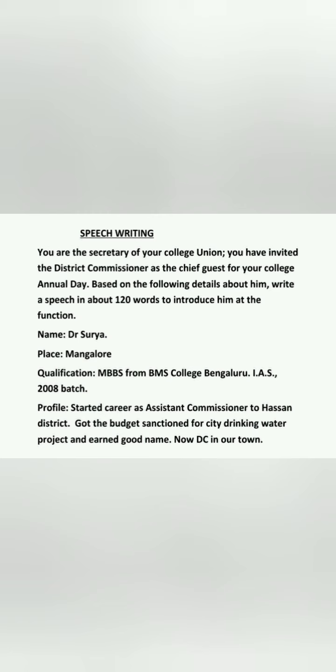The name, place, qualification, and his profile are given. According to that, you have to write a speech. The name is given as Dr. Surya, and the place he was born is Mangaluru or Mangalore. Qualification: he completed his MBBS from BMS College, Bengaluru, and then he passed IAS in the 2008 batch. What are his profiles? He started his career as assistant commissioner in Hassan district, got the budget sanctioned for the city drinking water project in Hassan, and earned a good name there. So now he is DC in your town.